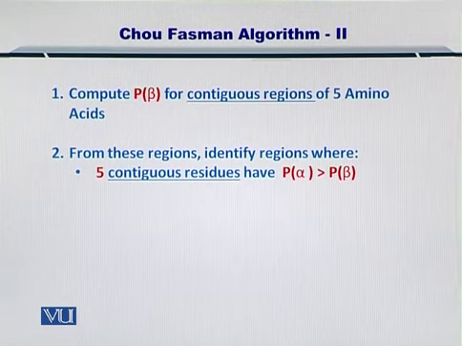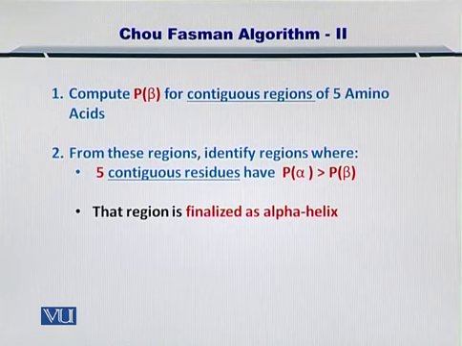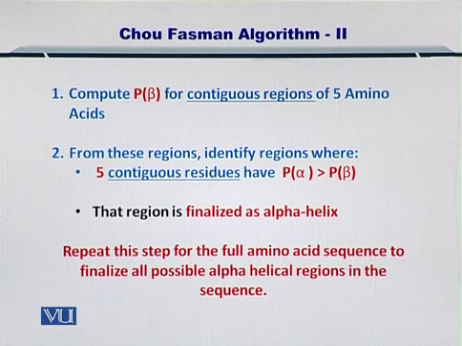So what you are trying to clarify here is that for 5 amino acids in the protein sequence, the propensity for formation of alpha helix should be greater than for the beta sheet. If such 5 amino acids are there, then you can label them and finalize them as alpha helices. However, if that is not the case, then you need to evaluate those 5 contiguous amino acids for being part of a beta sheet. So you can repeat this step for the full amino acid sequence to finalize all the alpha helices within the sequence.